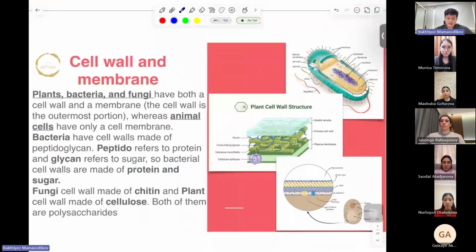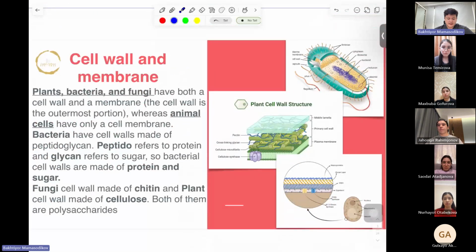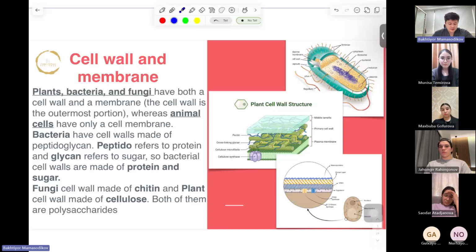Cell wall and the membrane. So plants, bacteria, and fungi. You know what's bacteria, right? And you know what's plants, and you know what's fungi. They have both the cell wall and the cell membrane, whereas animal cells have only a cell membrane.